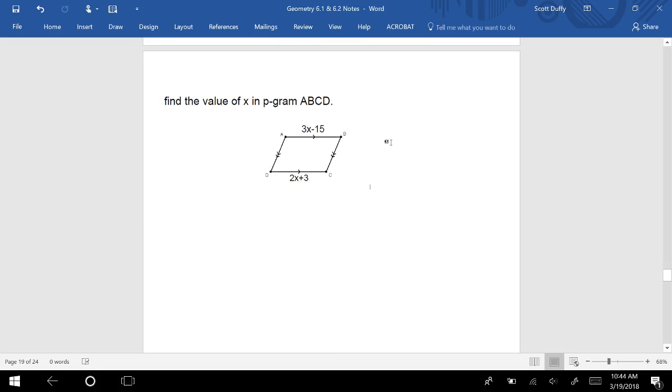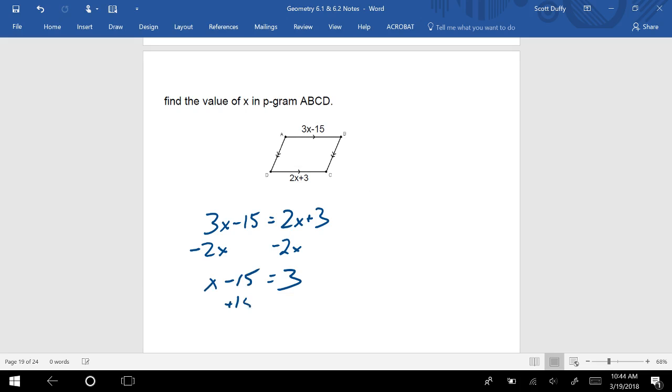Alright, so find the value of x in the parallelogram ABCD. Now I know that opposite sides are equal, so I can set those two sides equal to each other. 3x minus 15 equals 2x plus 3. Subtract 2x from both sides. I'm left with 3 on the right side and x minus 15 on the left. Add 15 to both sides. x equals 18.